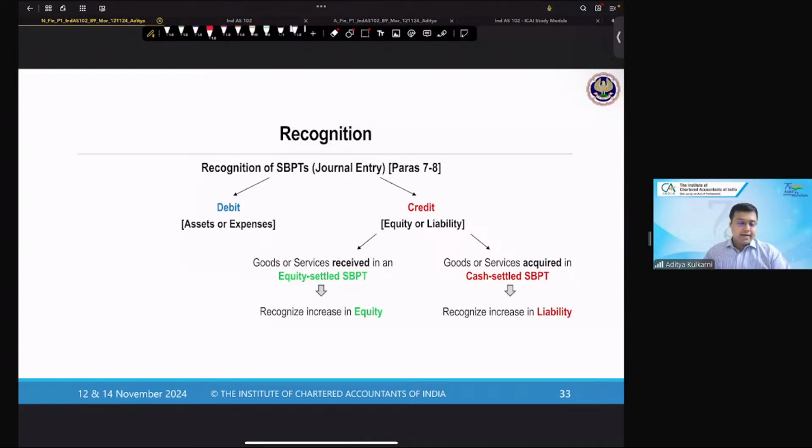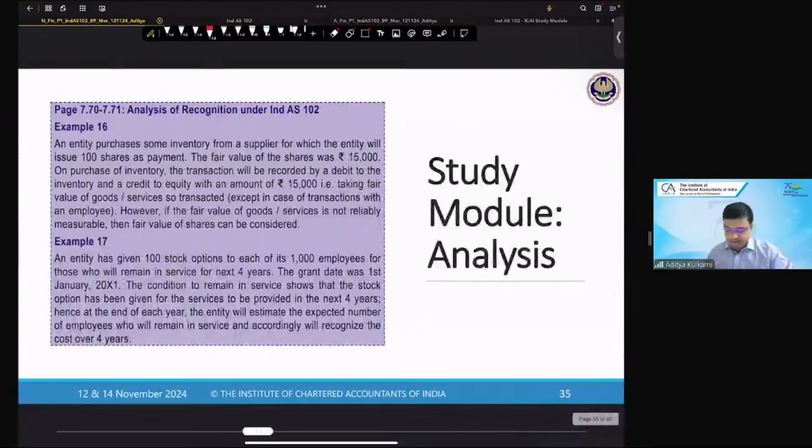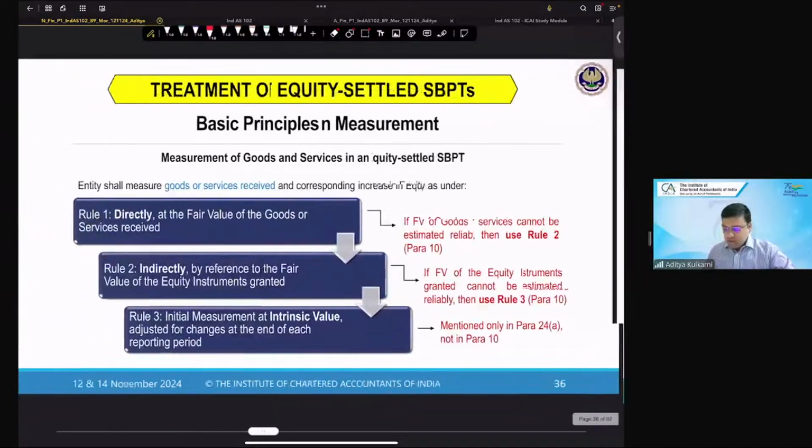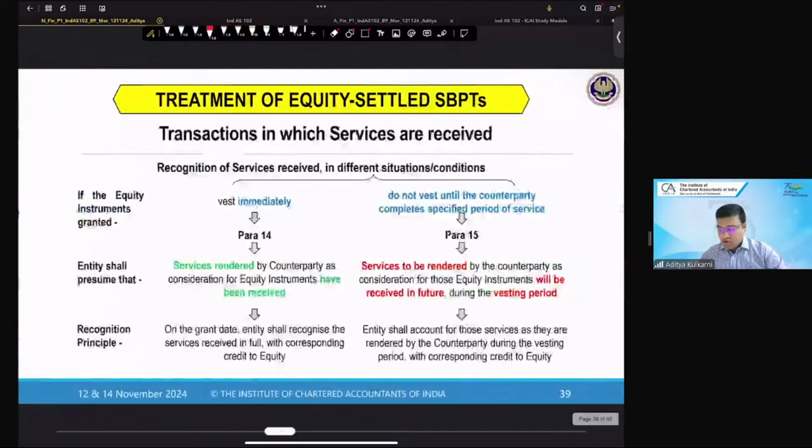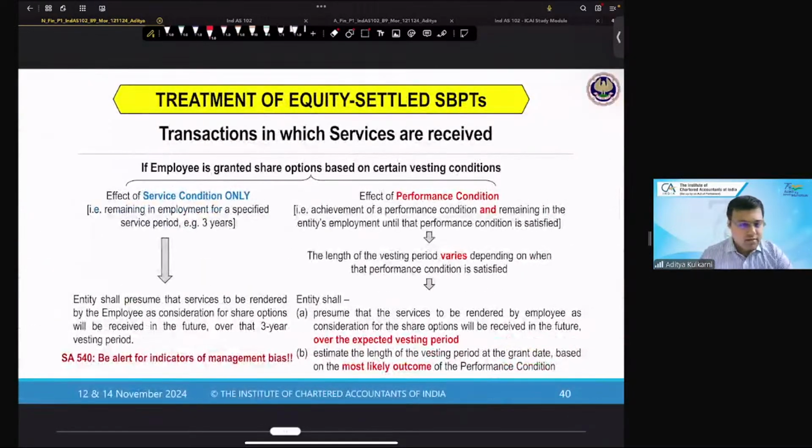Recognition of share-based payment transactions. What is the journal entry? Well, you debit the asset or expenses, credit equity or liability. Fine. We'll do one thing. We have all this data available with me now. We have all the definitions completed. Let us now move on to certain questions.